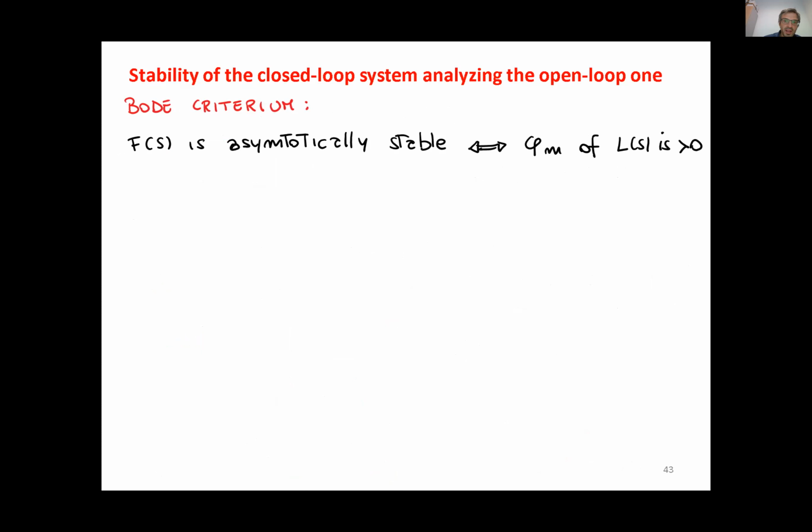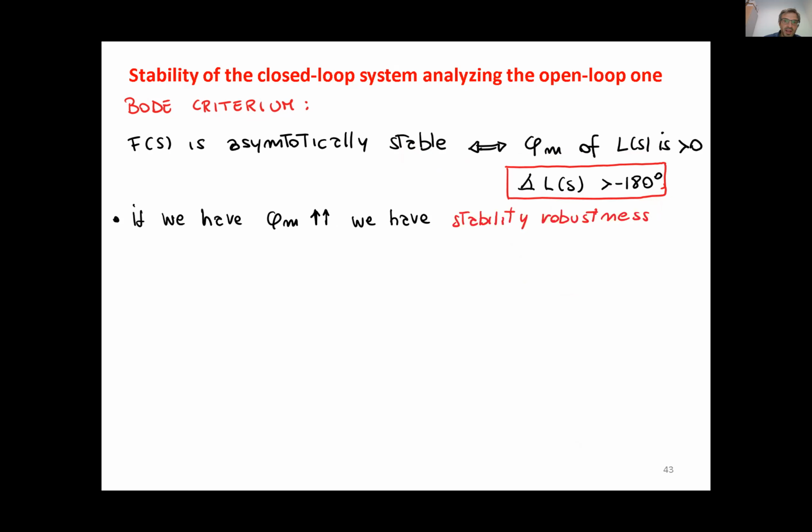So we can use the Bode criterion, and it tells us that the closed loop transfer function is asymptotically stable if the phase margin of the open loop transfer function is bigger than 0. This means that the phase at the cutoff frequency is bigger than -180 degrees. So if the phase delay that we have between input and output in our open loop transfer function is under 180 degrees, we are fine. If you have more delay, then automatically you can say that this closed loop system will be unstable. It's not possible to stabilize.